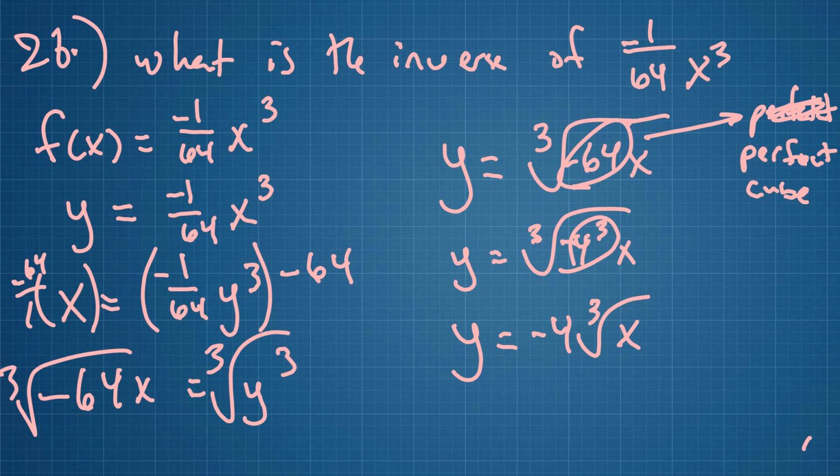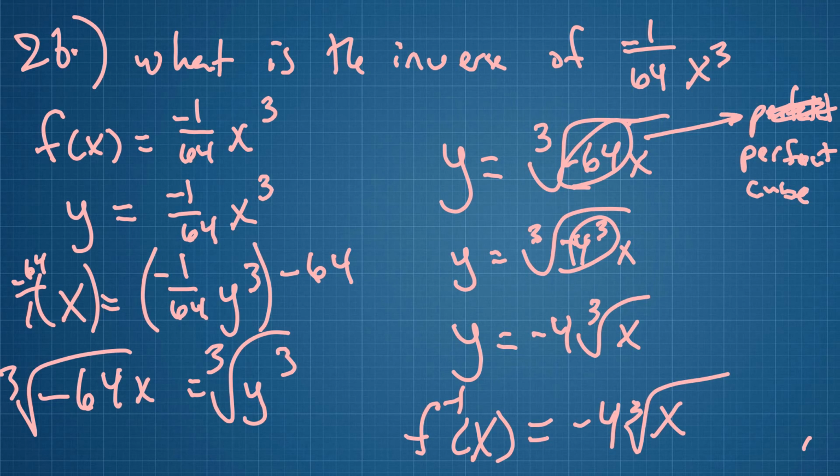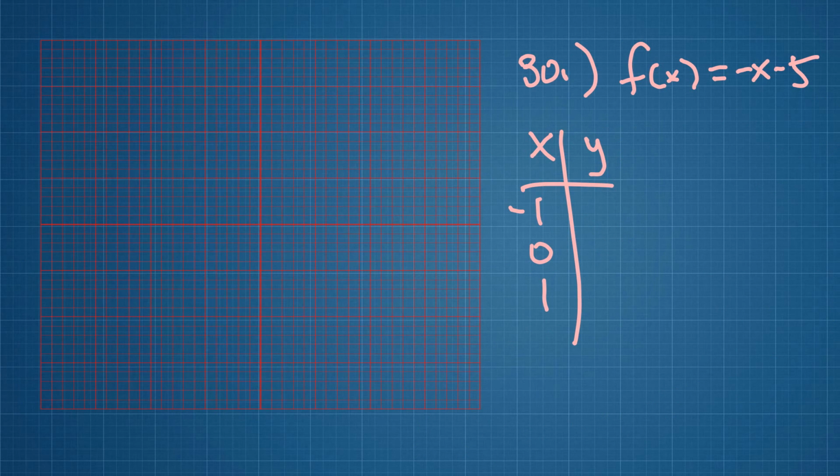Now finally, I'm going to rewrite this as f negative 1, or f inverse of x equals negative 4 cube root of x, which the closest one to that is c. All right, and that's it. All right, 30 says to graph a function.